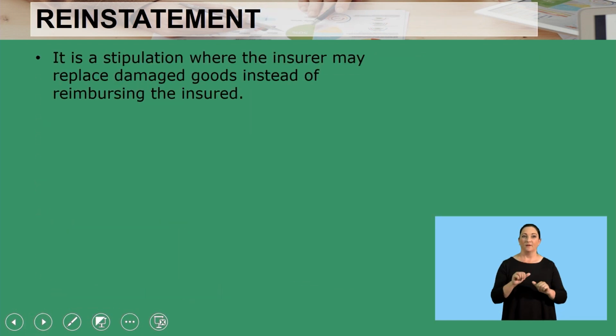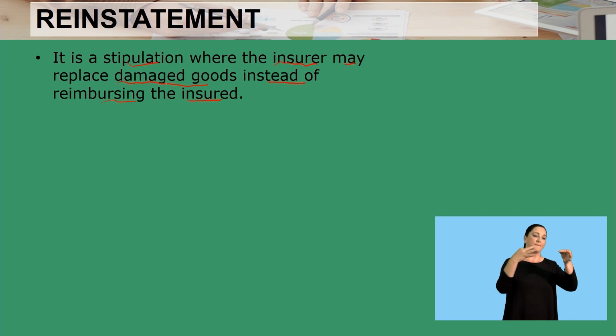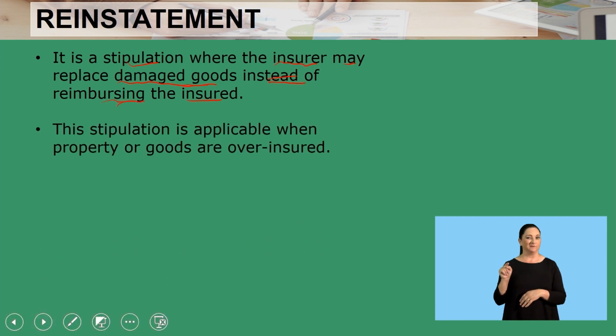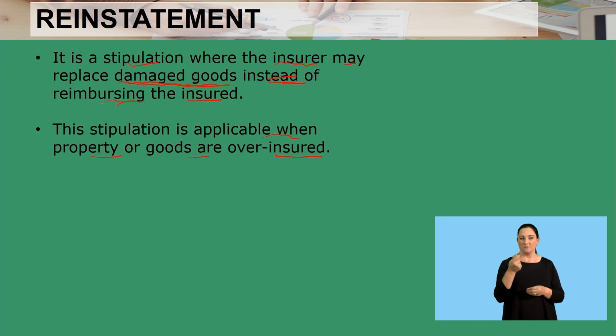Then we also have another insurance concept which we call reinstatement. It is a stipulation where the insurer may replace damaged goods instead of reimbursing the insured. So this is to say, should any damage happen, the insurance company will reinstate or replace the damaged goods instead of reimbursing, meaning instead of paying money. So this stipulation is applicable when property or goods are overinsured.